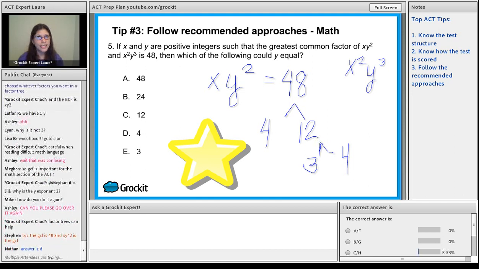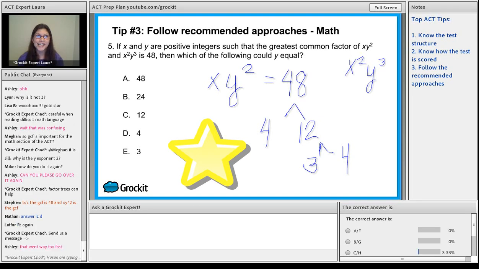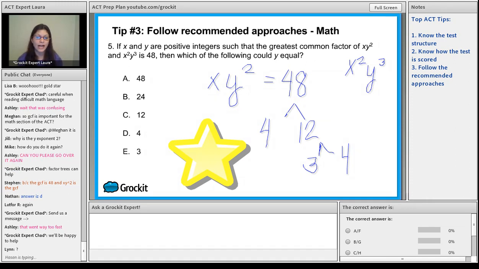it seems like it could be thought of as panic or anxiety. Think of it as energy. You've got a lot of energy going into the test and you want to use it to your advantage. In fact, some students find that they get their highest scores on test day because of the adrenaline that's going.